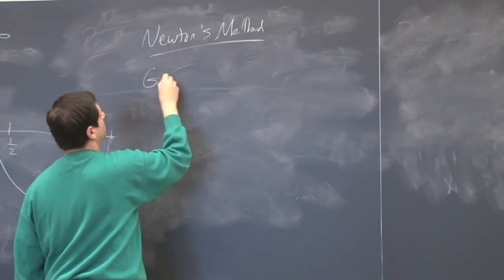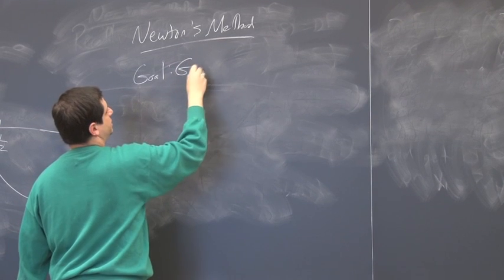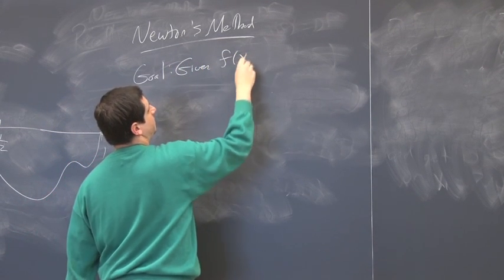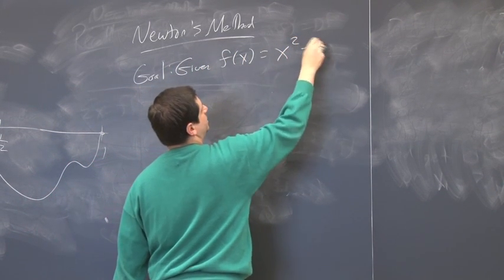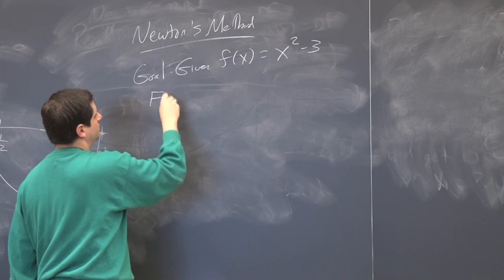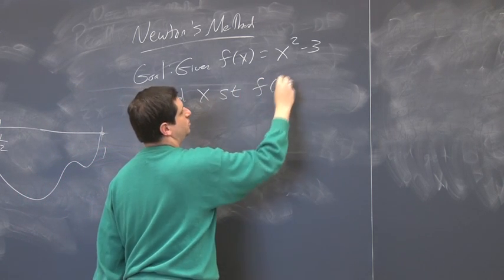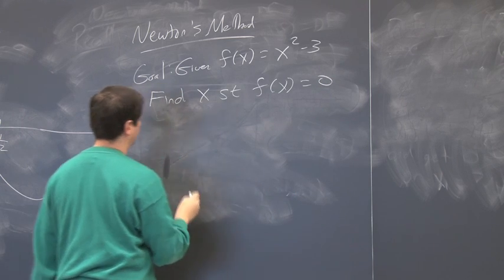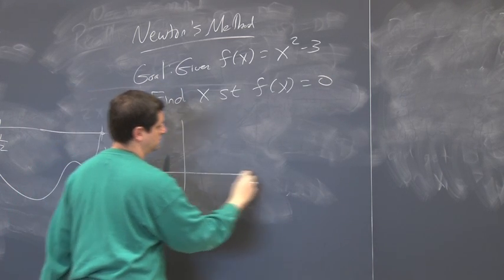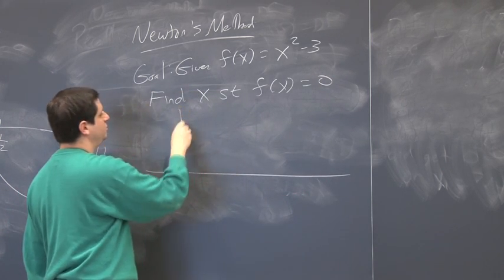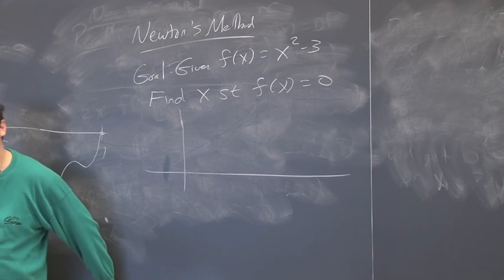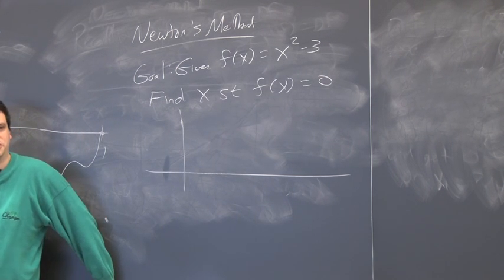And so the goal is, given, say, f of x is x squared minus 3, find x such that f of x equals 0. Right? So can someone tell me the root? What x works?